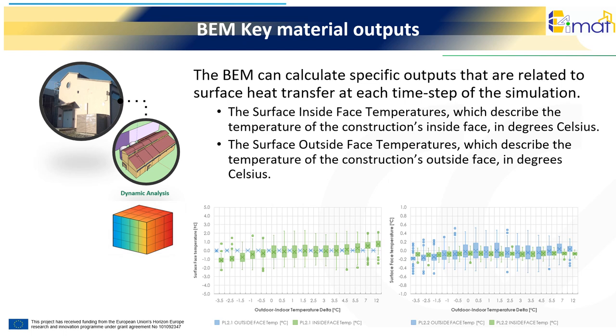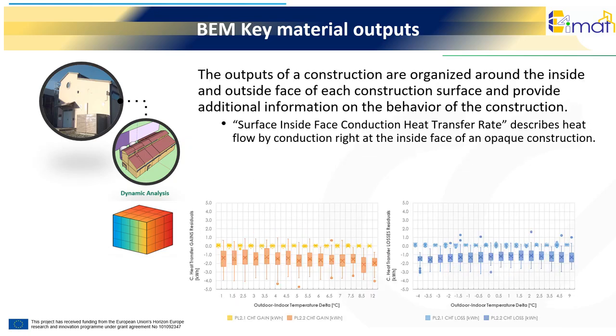For example, the surface inside and outside face temperatures, which describe the temperature of the surfaces inside and outside face respectively, in degrees Celsius. Regarding heat transfer, outputs like the surface inside face conduction heat transfer rate describe heat flow by conduction right at the inside face of an opaque construction. Here, it is important to note the sign convention, where a positive value means that the heat conduction is pointing towards the inside face, while a negative value means that the heat conduction is directed into the core of the heat transfer surface.